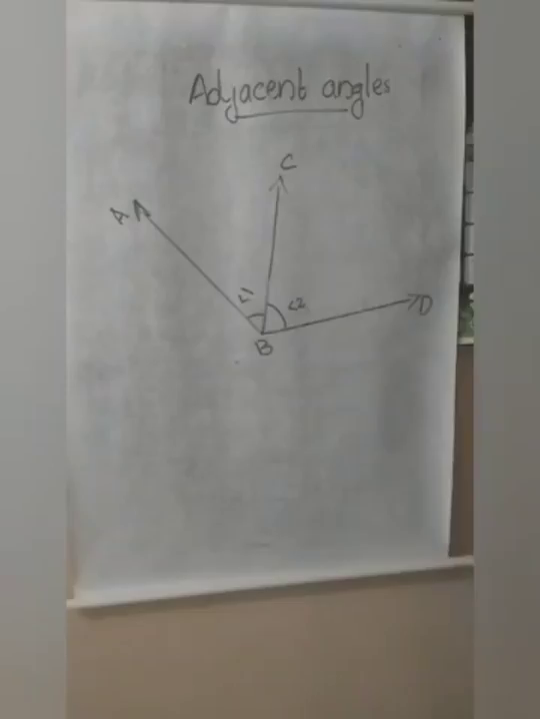If angle 1 and angle 2 should be adjacent angles, what are the conditions? There should be a common arm. Which is the common arm here? This is the common arm. BC is the common arm. And which is the common vertex? In ABC and DBC, the common vertex is B. Then, the non-common arms BA and BD are on either side of BC. So then we can say these two angles are adjacent angles.